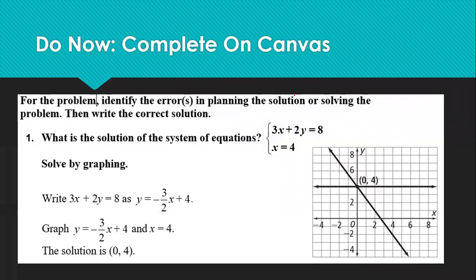All right, so for the do now, what was the error? Did anyone find it? Did anyone find the error? Your class will be the first one where no one found it.